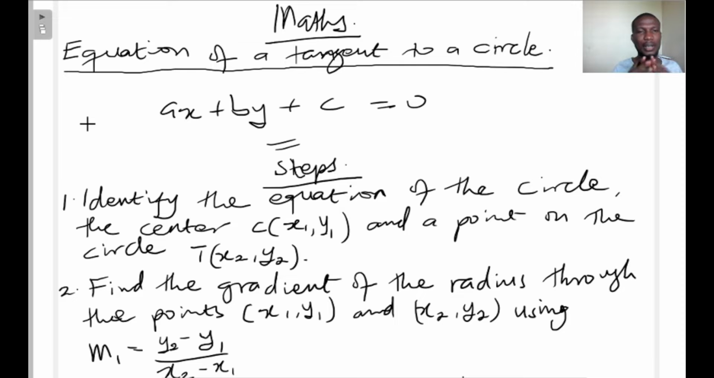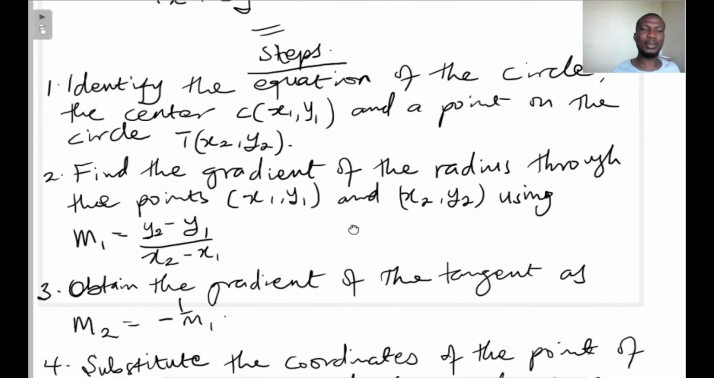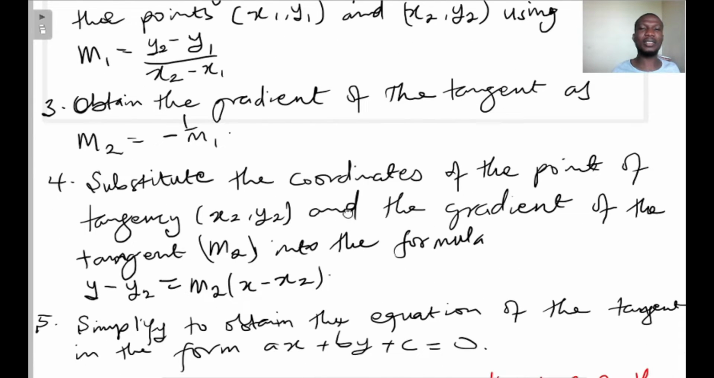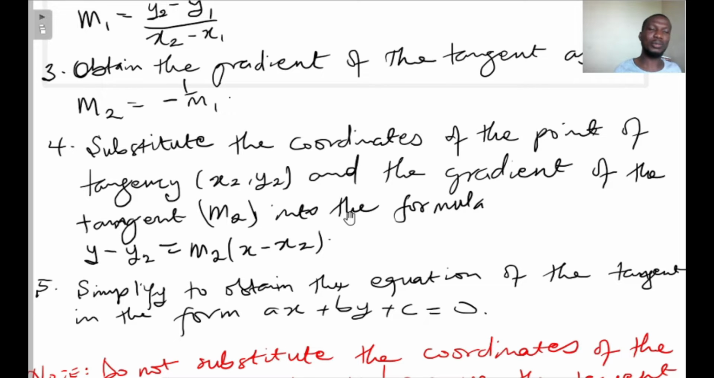Step 1 says identify the equation of the circle, the center, which we decide to call x1, y1, and a point on the circle, which is t with coordinate x2, y2. Then step 2 says find the gradient of the radius through the point x1, y1 and x2, y2 using the formula m1 equals change in y over change in x. Then step 3 says find the gradient of the tangent as m2 being equal to the negative reciprocal of m1.